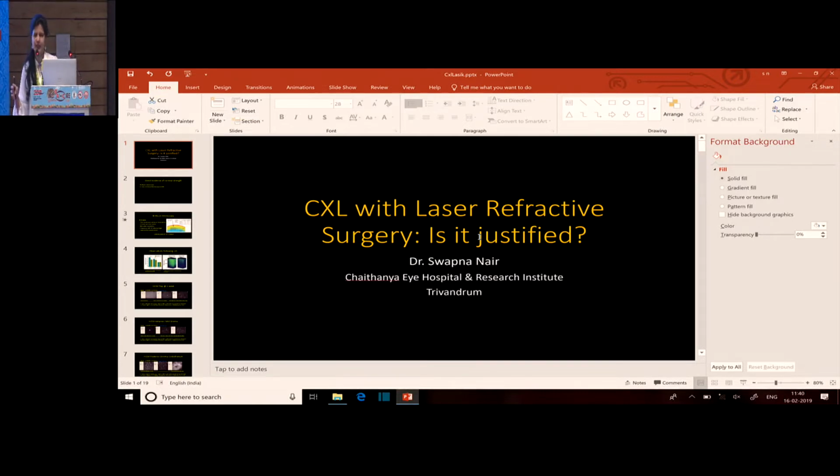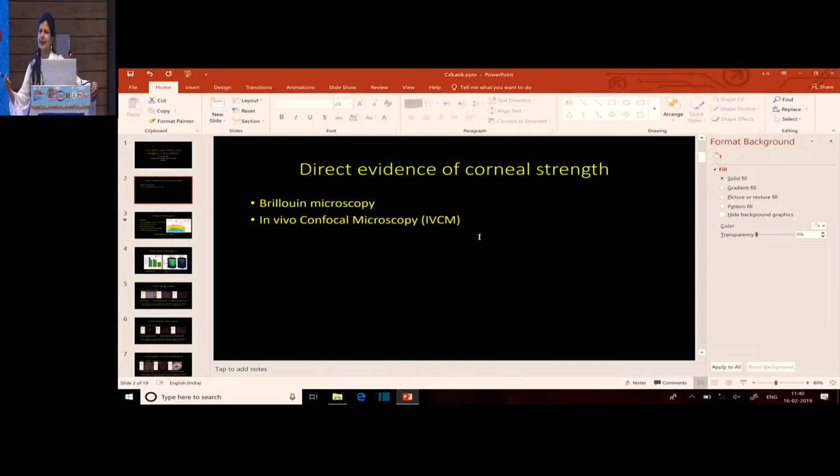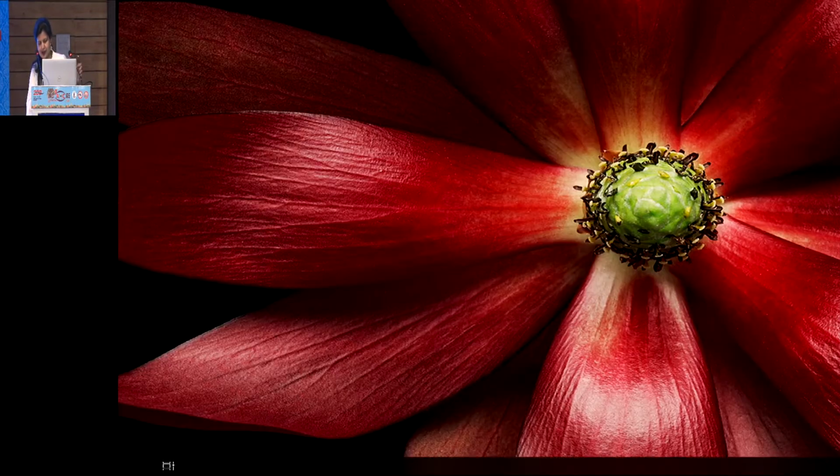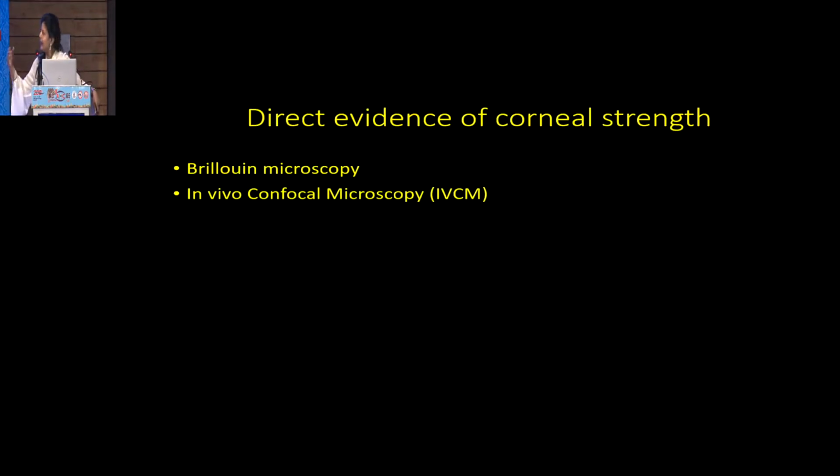So we have talked about different ways of understanding whether the cornea has been strengthened or not. Now there are only very few direct ways of knowing whether corneal strength has been achieved. We all know that once Dr. Theo Seiler started CXL, it was combined with porcine corneal pictures, and the Young's modulus was measured, and that's how we decided that the strength actually increases.